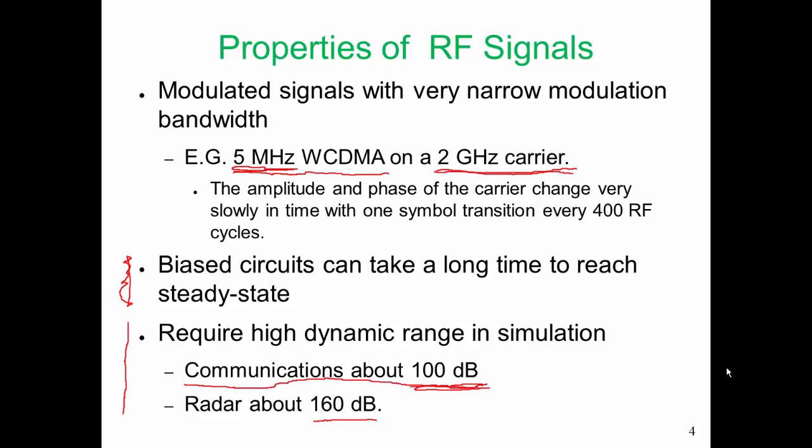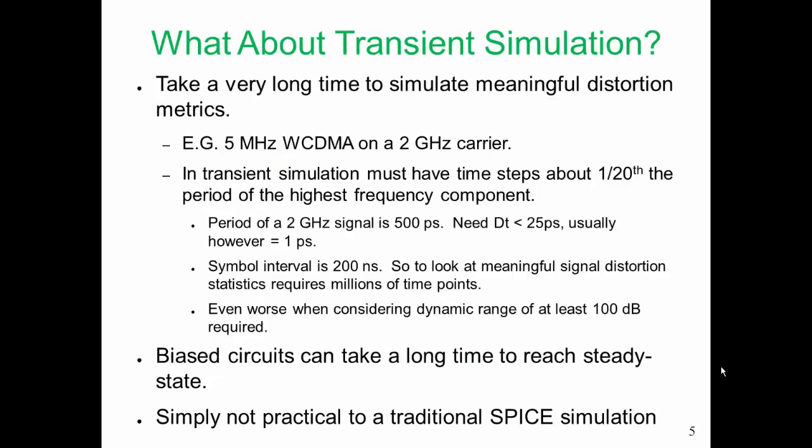The fundamental problem is that we cannot look at completely realistic signals. So let's just go over why we do not want to do transient simulation of RF circuits. Actually, we would really like to do them, but it's simply not practical. The main reason is that it takes a very long time to simulate meaningful distortion metrics. We are interested in adjacent channel power ratio, the signal that we dump in the neighboring communication channel.